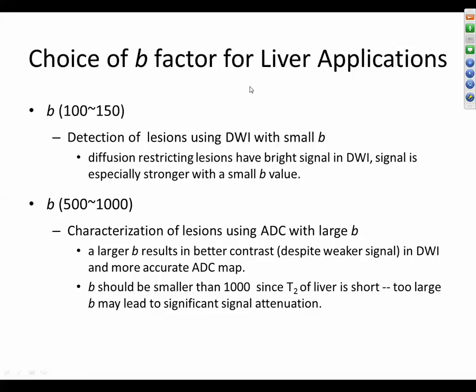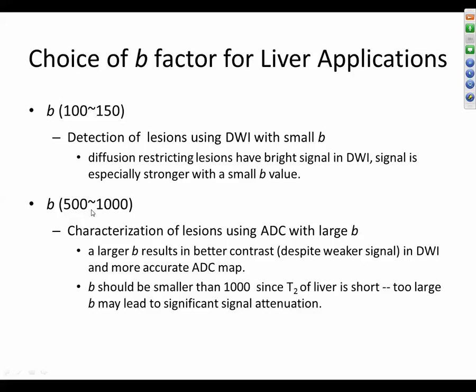Then we want to look at the specific application in liver. In liver, we may choose a small b value. This small b value leads to a stronger signal in the DWI image, so it's better for the detection of lesion. Alternatively, we can use a larger b value, which is maybe above 500 and below 1000.